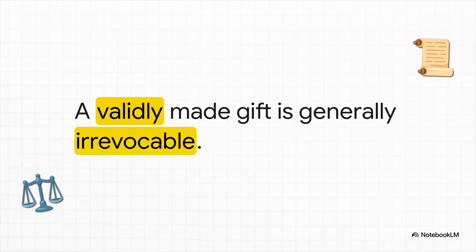So class, having thoroughly dissected the rigid anatomy of Section 122, can you now perfectly structure this high-scoring answer on your next exam? And more importantly, does the law's absolute refusal to accommodate human regret make a gift the most dangerous transfer of property there is? Think about that. Read your Bare Act thoroughly tonight. Settle your doubts and prepare for success.